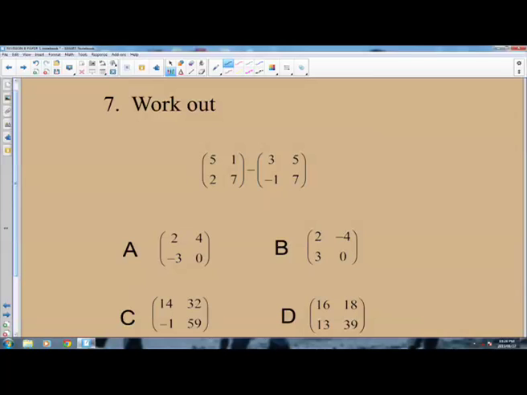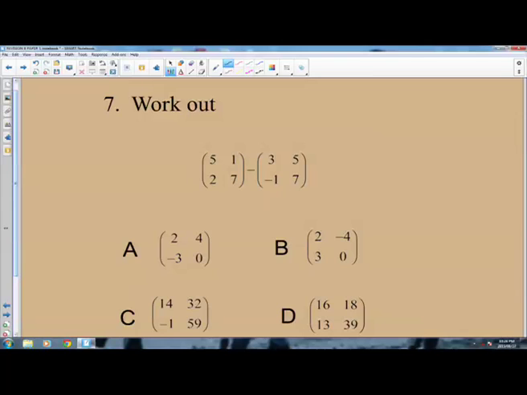This is subtraction. So when you subtract matrices, all that you need to do is to subtract numbers in the same entry. In fact, it's not adding, but we are subtracting, according to this question. So it's 5 minus 3, 1 minus 5, 2 minus 1, and then 7 minus 7.